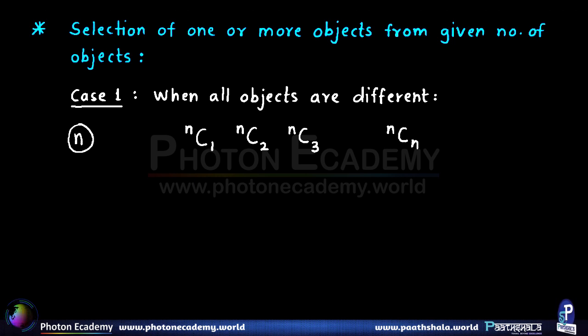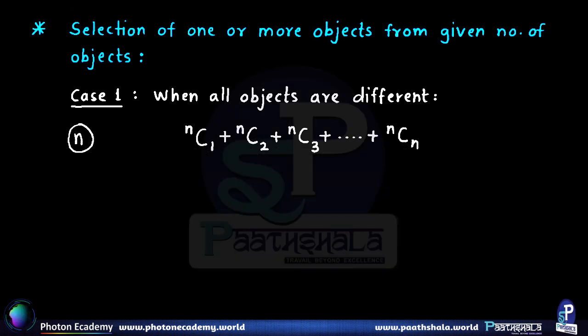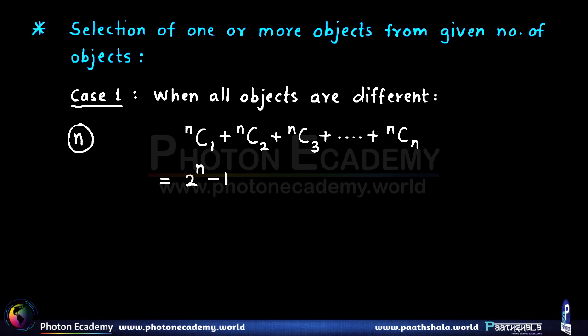So hence the total number is nothing but the addition of all these terms. And we know that the sum of all these terms is nothing but 2 raised to n minus 1. So therefore that is the required answer, that is the number of ways of selecting one or more objects from n different objects.